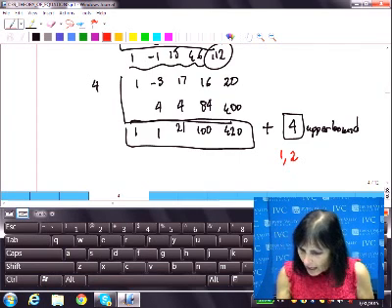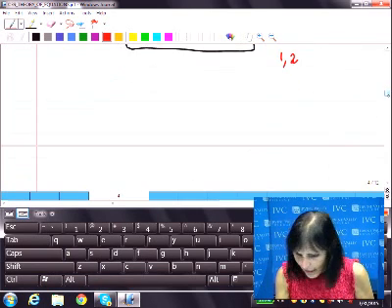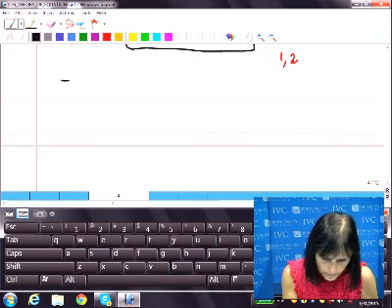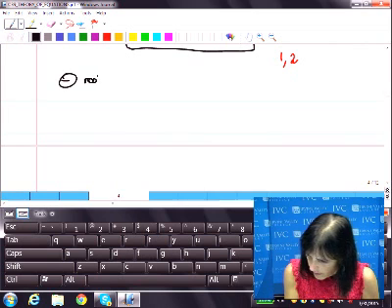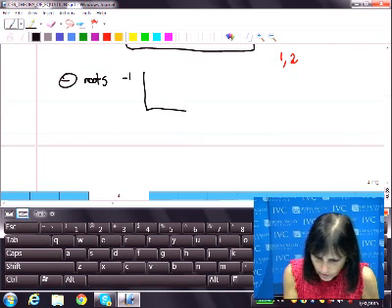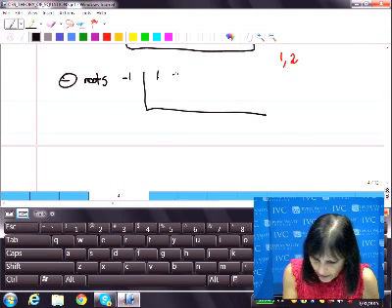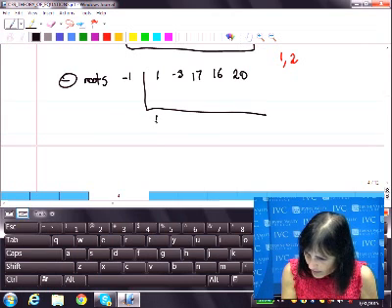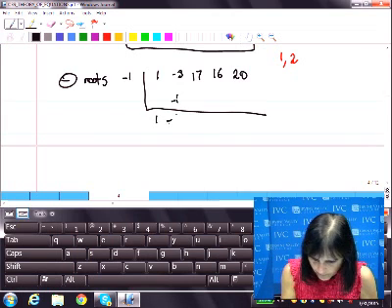All right. Now let's look at negative roots. Okay, so I'm going to try negative 1. And let's do the synthetic division again. 1, negative 3, 17, 16, 20. And the same thing, I do my synthetic division.